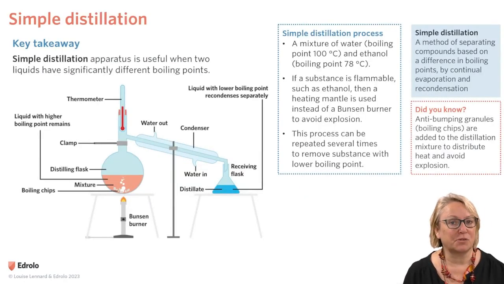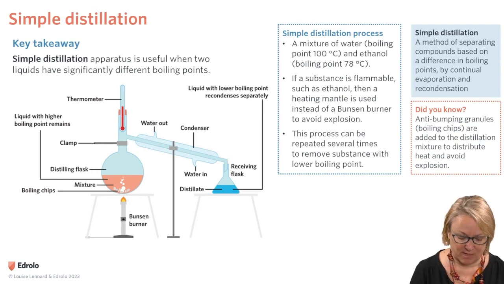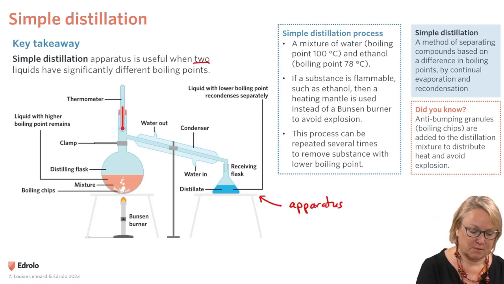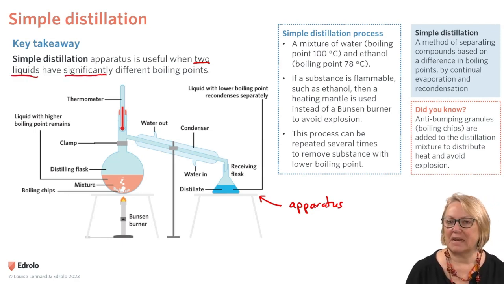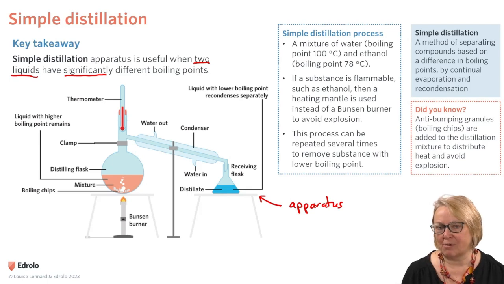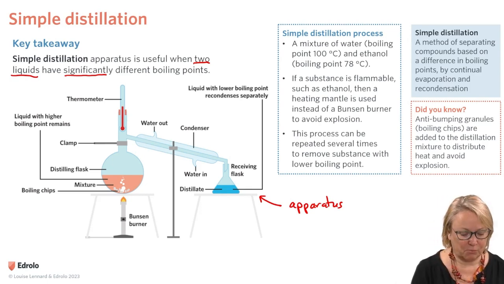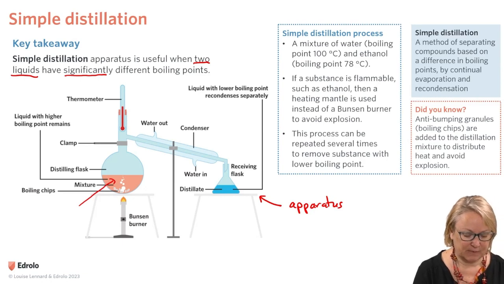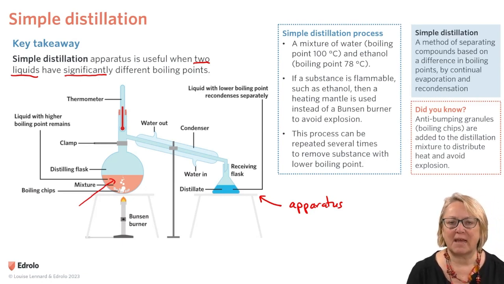Another technique that's used is distillation. This is a simple distillation apparatus that we've got here, and it's useful when there's two liquids with significantly different boiling points. An example would be ethanol and water. So we've got the mixture in this flask here. We've got boiling chips to make sure that it doesn't splutter when it's heating.